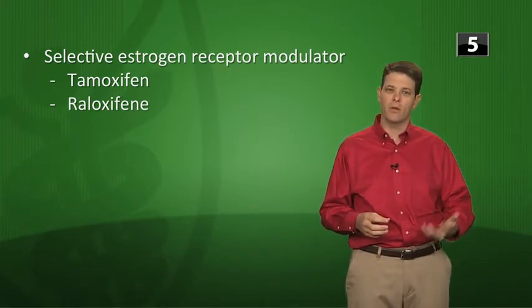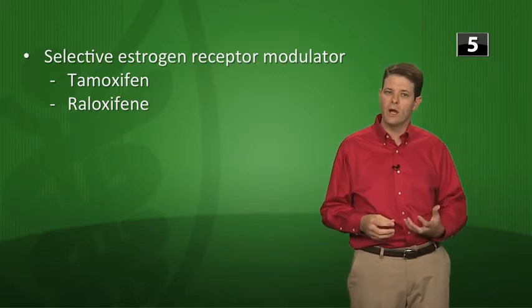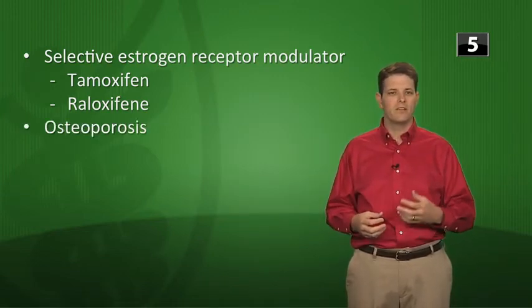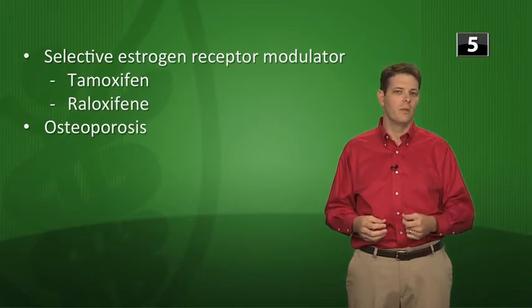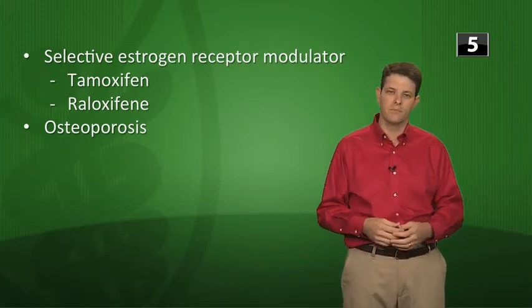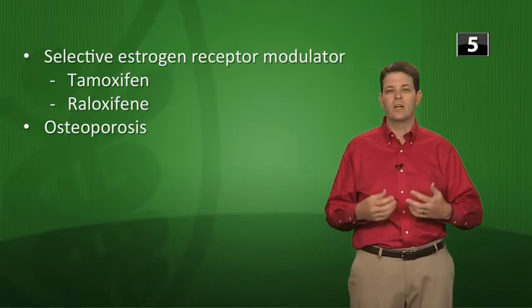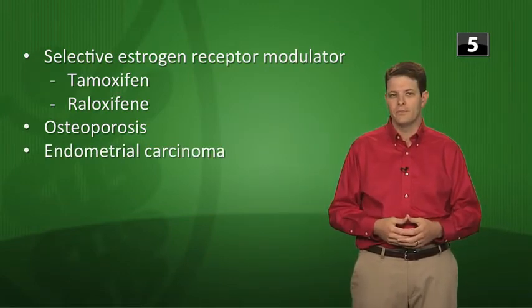That leads us to the second part of the question, what's another use for these drugs? So we can use them for osteoporosis, especially raloxifene, because that's going to stimulate estrogen receptors at the bone, and that's going to assist in bone building. And then what's the main concern when using tamoxifen? Well, tamoxifen can increase the risk of endometrial cancer.